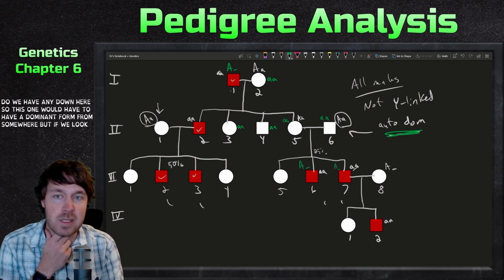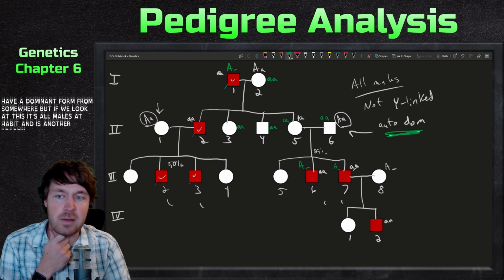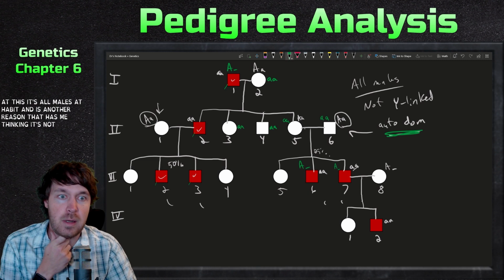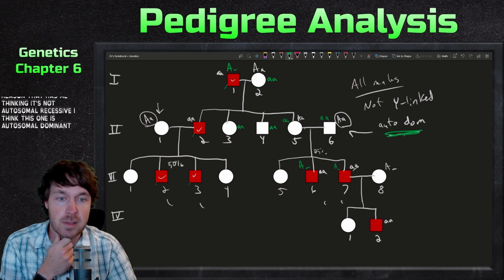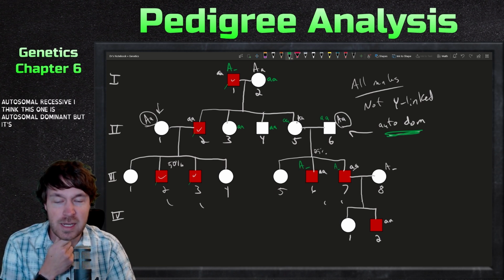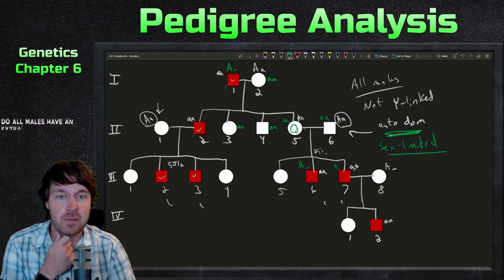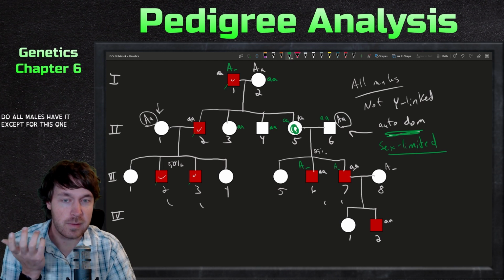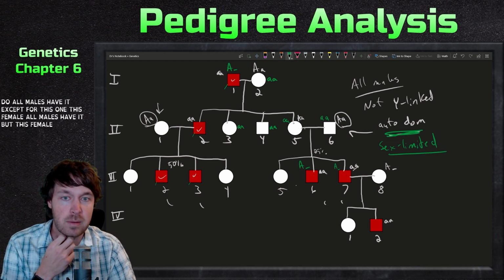But if we look at this, it's all males that have it. And this is another reason that has me thinking it's not autosomal recessive. I think this one is autosomal dominant, but it's sex limited. So all males have it except for this one. Well, this female. All males have it, but this female does not have it.